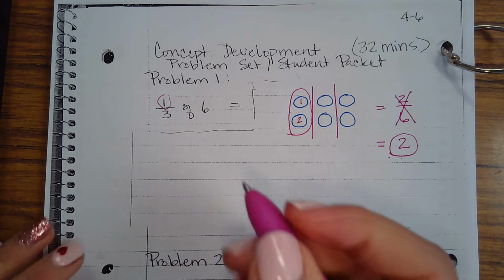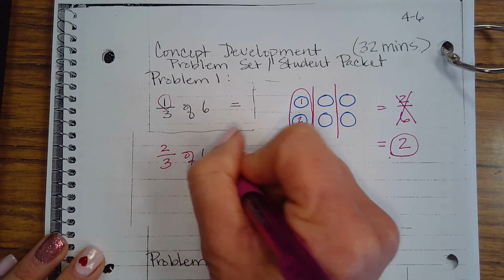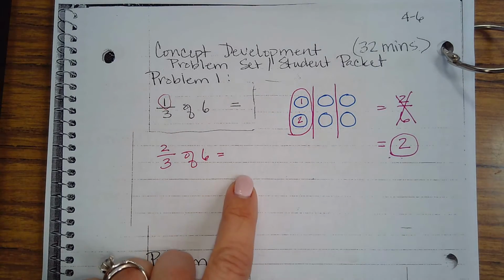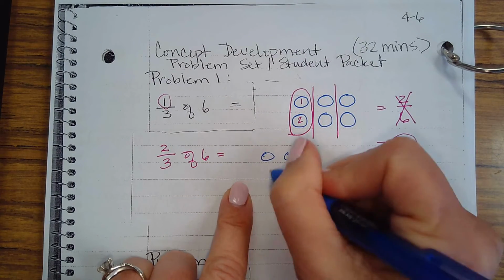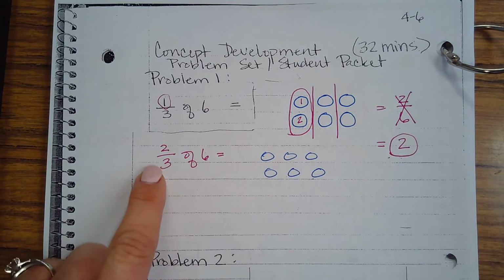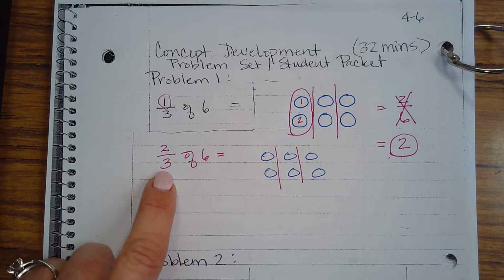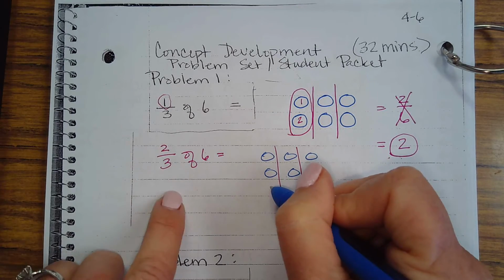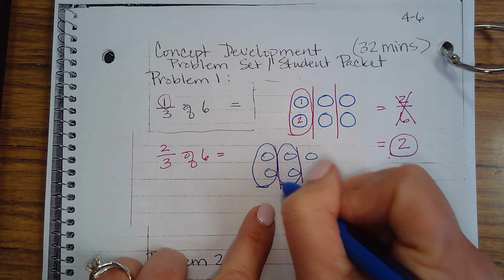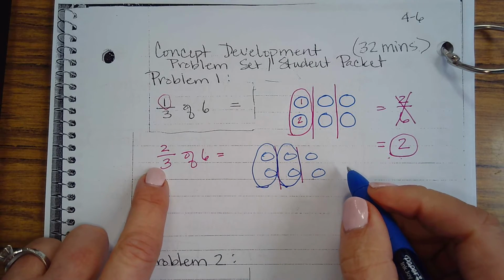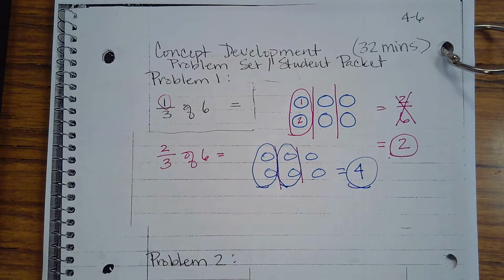Let's go to 2/3 of 6. So let's try 2/3 of 6. So again, let's draw our 6. And we have thirds again. We're dividing it into thirds. And so how much does that give us? If we have 2 groups of 6, we have this group and this group. So 2/3 of 6 is 4.